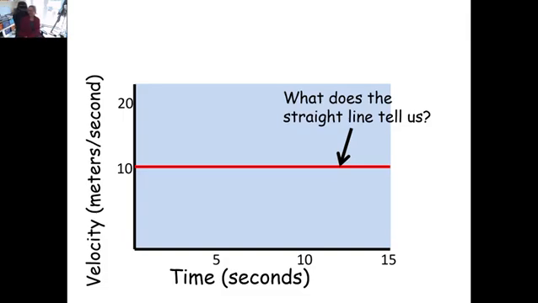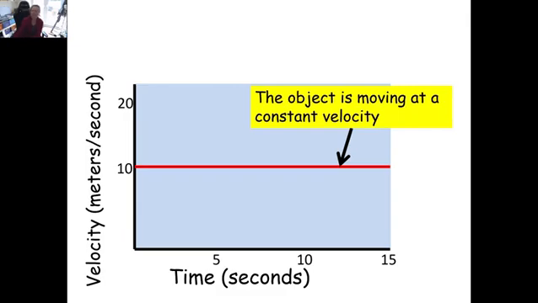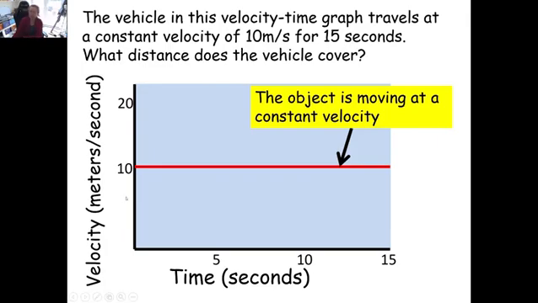Now we know that a straight line tells us the object is moving at a constant velocity. From this graph we can see the vehicle is travelling at a constant velocity of 10 meters per second, and it does that for 15 seconds. Now you know from our previous lessons that distance travelled is equal to velocity times time, or speed times time. So I would like you to pause the video for a moment and just use that information to work out the distance travelled.